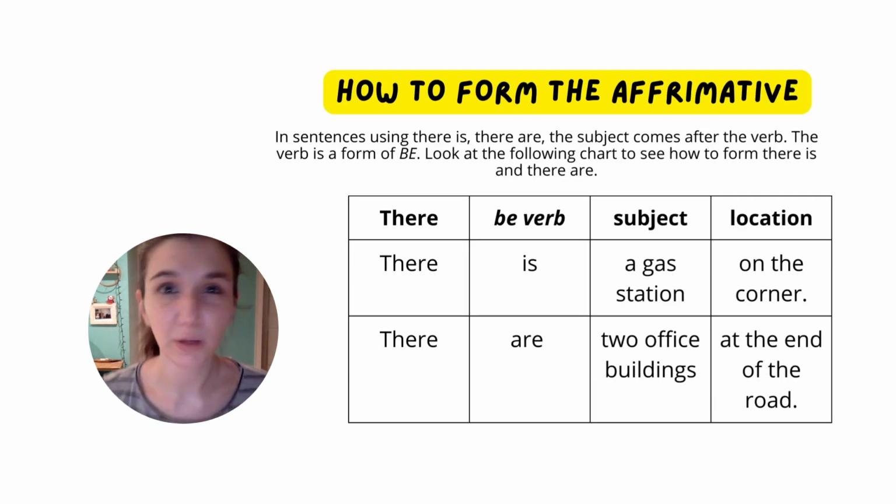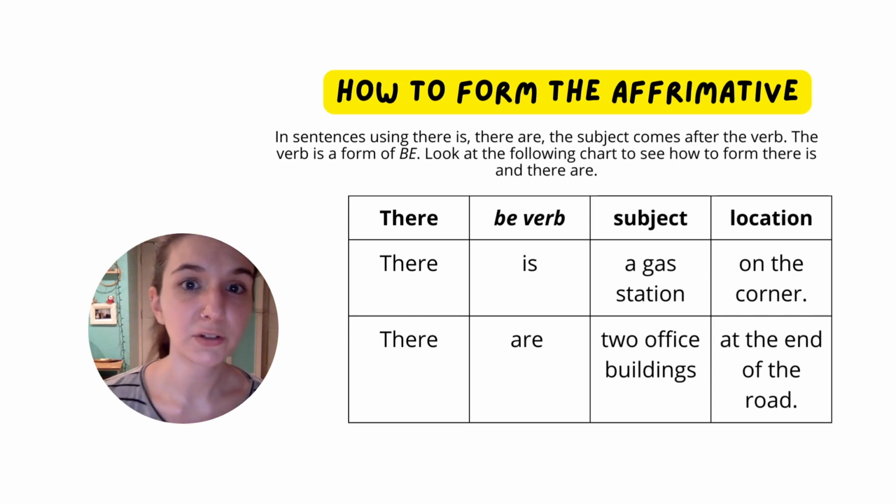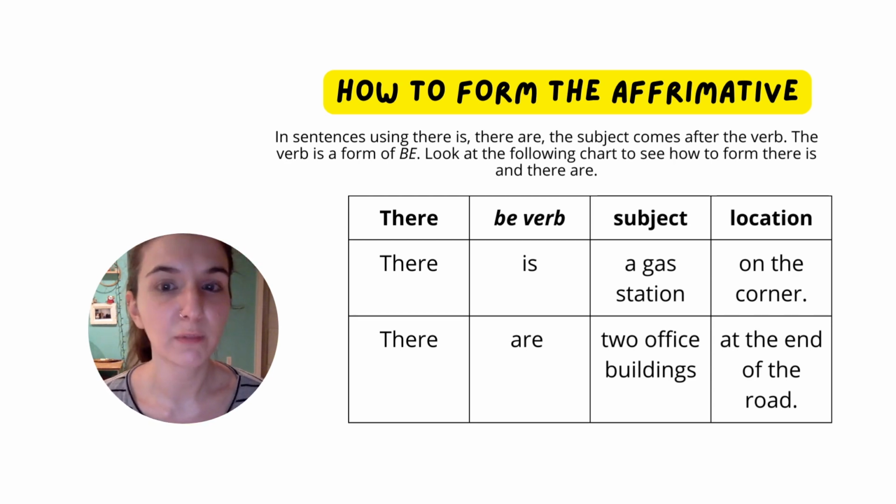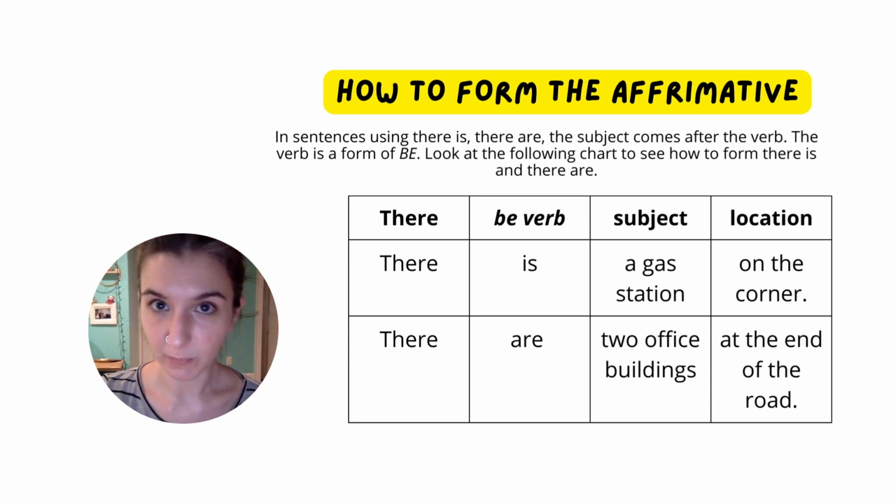Let's look at how to form sentences in the affirmative with there is and there are. So in sentences using there is or there are, the subject actually comes after the verb, and the verb is always a form of to be. So if we look at this chart, we can see how to form there is and there are. First, we need there. Then we need a form of to be.